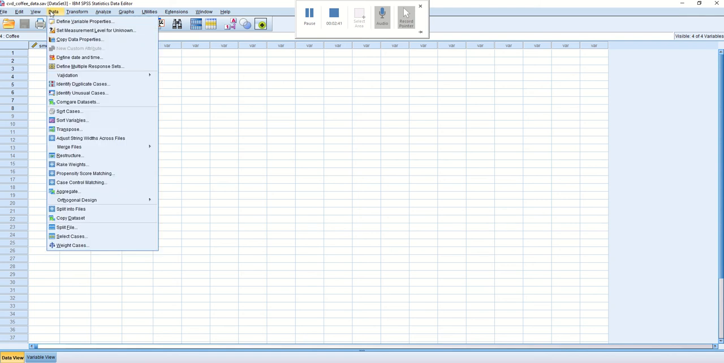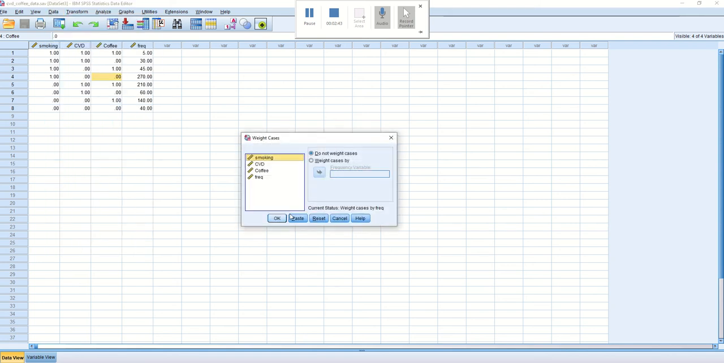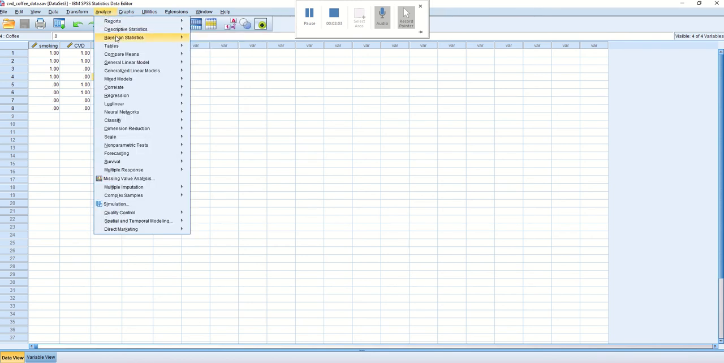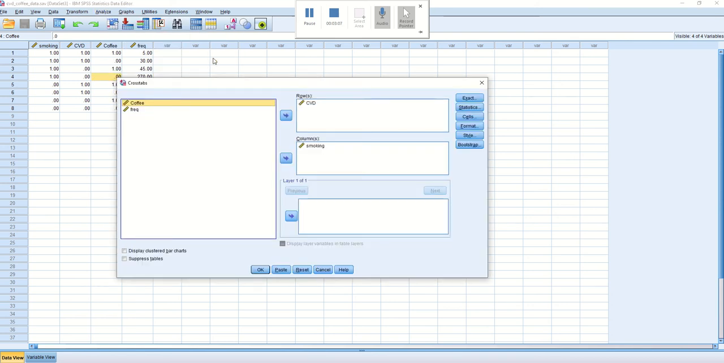Now, to be able to analyze the data, the first thing that we ought to do is go to data, go to weight cases, and request the data to be weighted by frequency. I'm not going to do that right away. I just want to show you what happens if you do not do this. Let's suppose I'm interested in knowing if there is a relationship between smoking and coffee. The way to do this is you go to analyze, descriptive statistics, and crosstabs. So let me hit the reset button.